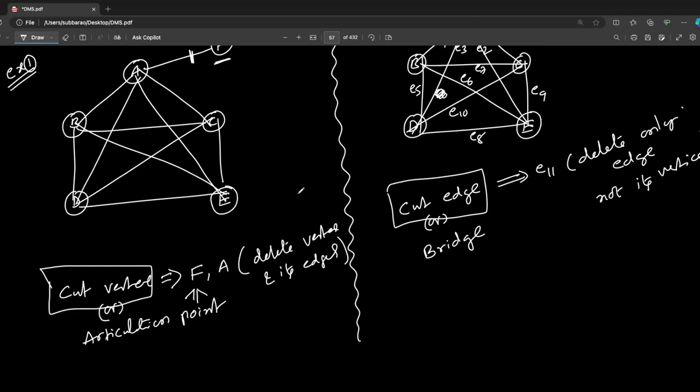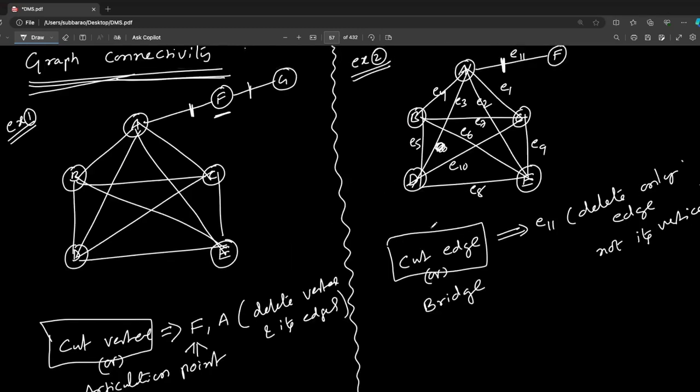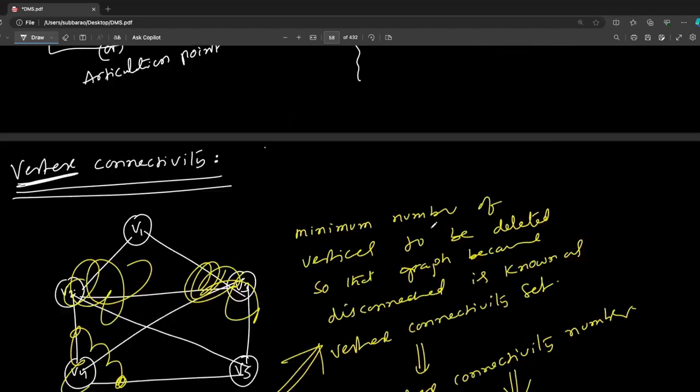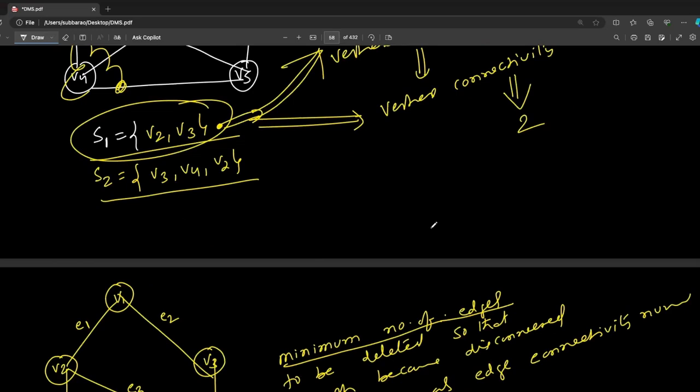Next one. Suppose a cut vertex is available, then vertex connectivity becomes 1. Suppose a cut edge is possible, then edge connectivity becomes 1. Okay, you are almost comfortable. Let's go to one more problem. You may get more clarity.